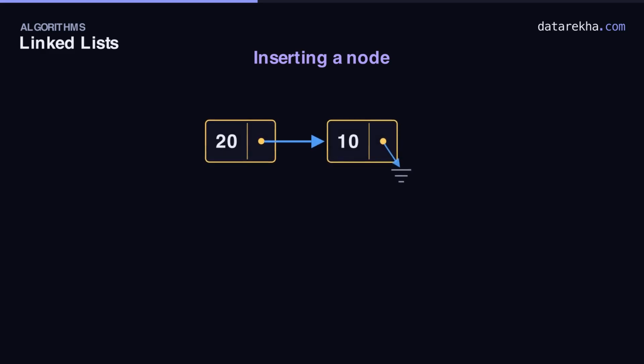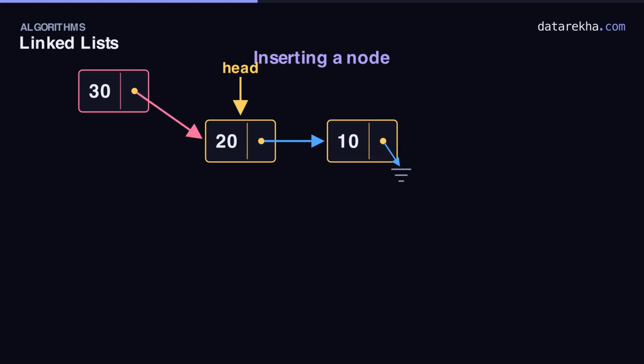Now the operation linked lists are built for: inserting. Here's a list, 20 then 10, with head on the 20. Let's push a new node, 30, in at the front. Create the new node holding 30. It's floating free right now. Its next points nowhere yet.